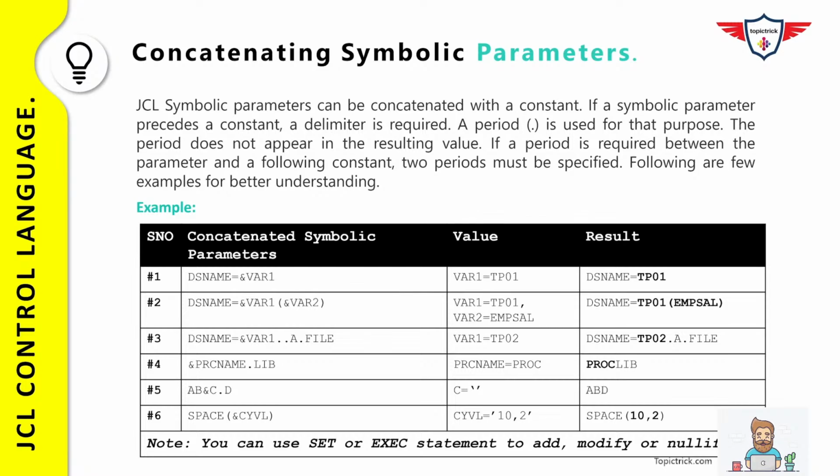Similarly, in the fourth example, I want to concatenate a symbolic parameter with a text. So in this case, &prc name dot lib. You notice that there is a single dot because I want that after the symbolic parameter value, there should be a text, right? In this case, I've specified proc as an input value to the symbolic parameter, and the output is proclib. So this is how you can create the member name or dataset name or any other job control statement as per your requirement.